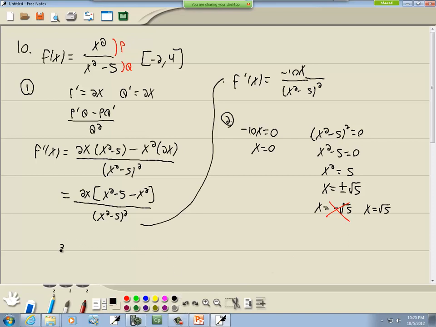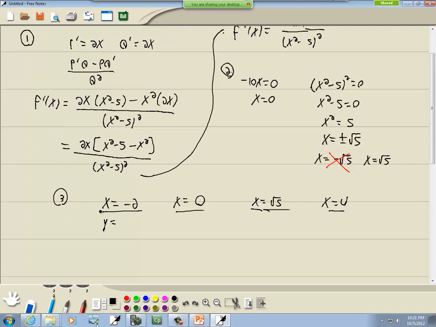Okay, so step 3. We're going to test our smallest value, I guess, which is the beginning, negative 2. We also want to check the next one, which would be 0. The next one, which would be square root of 5. And then the next one, which would be 4. So let's plug that into our original function, which is, what is it? x squared over x squared minus 5.